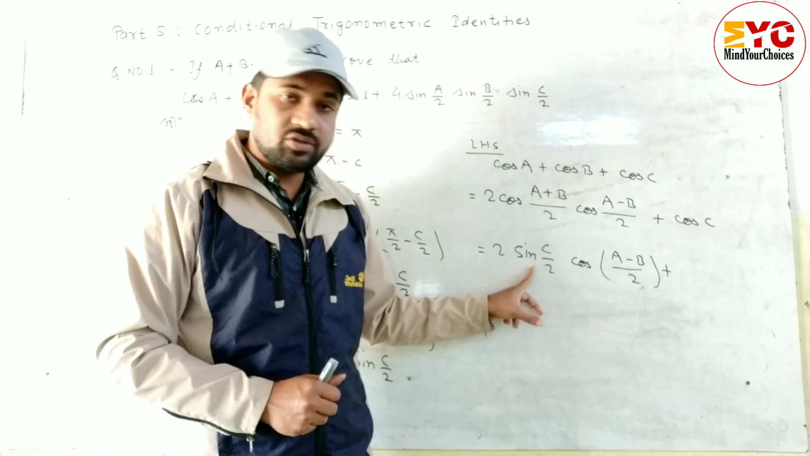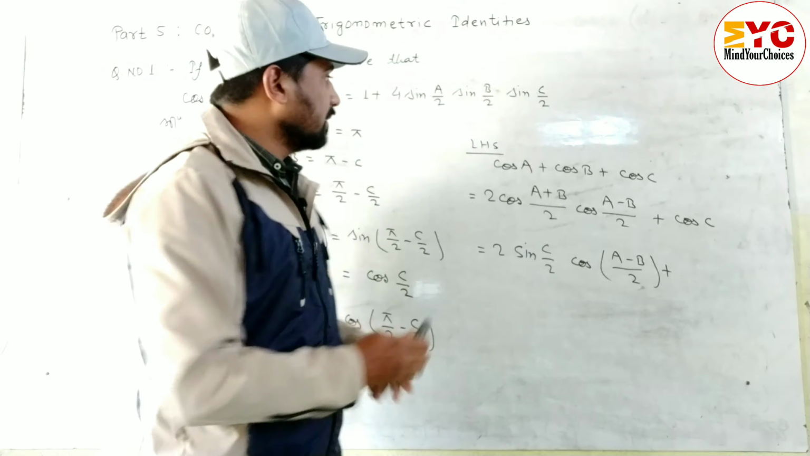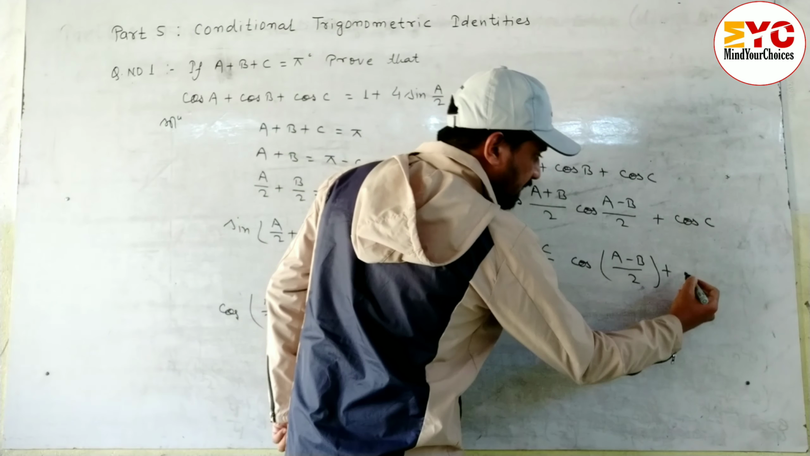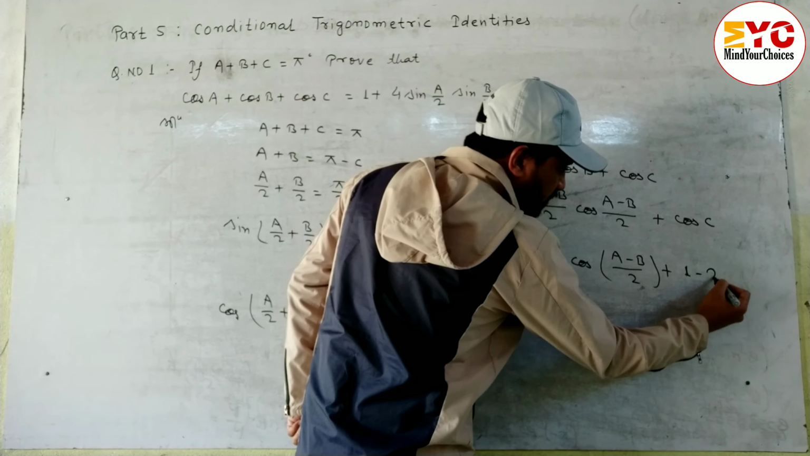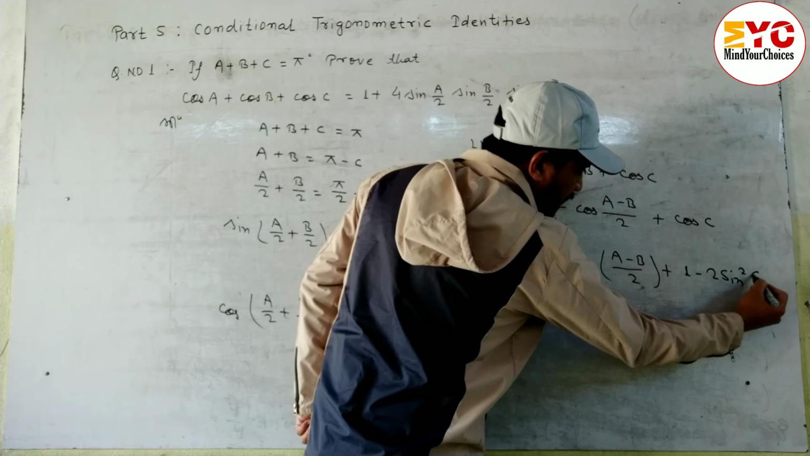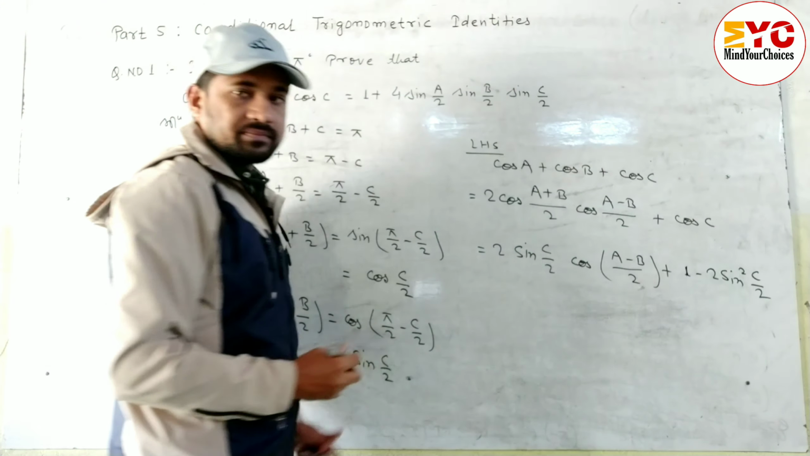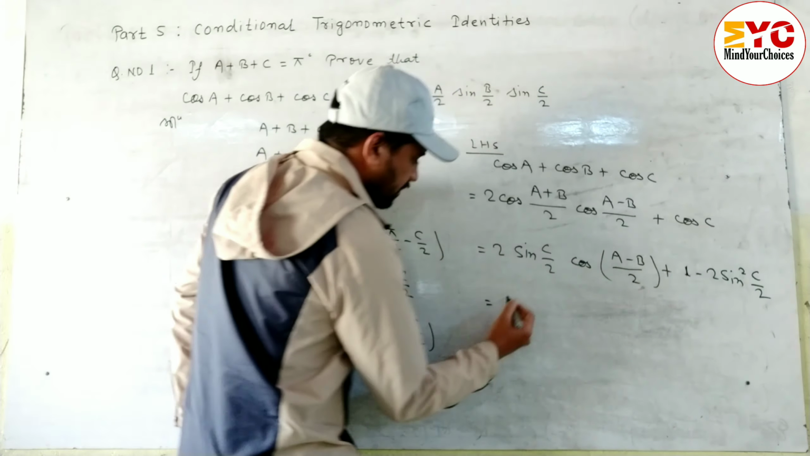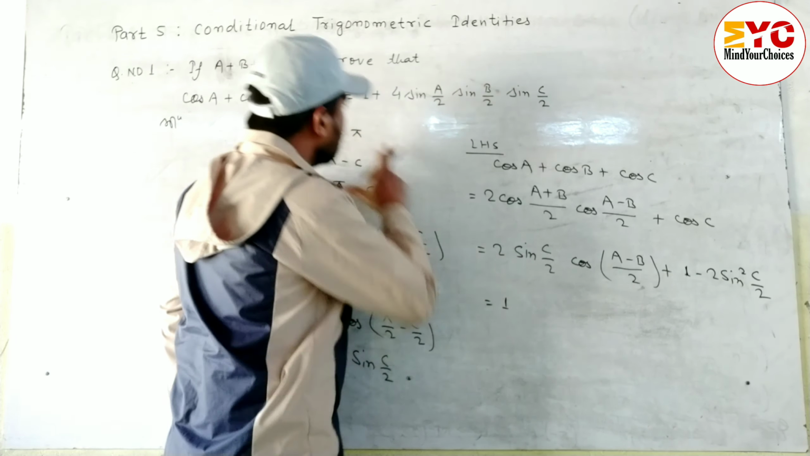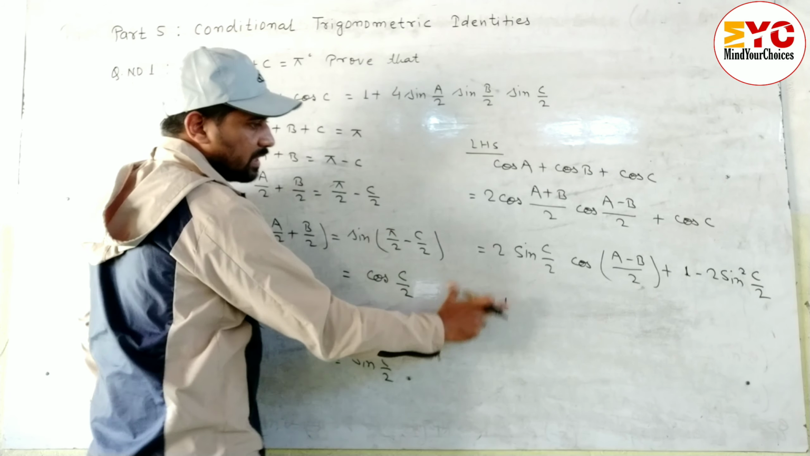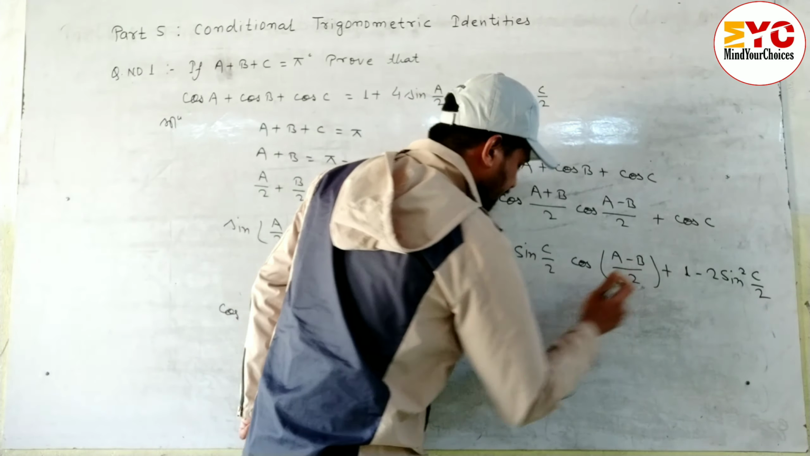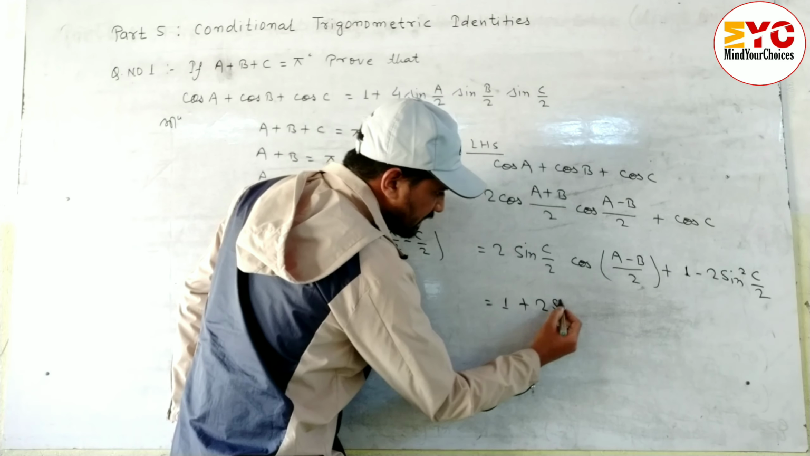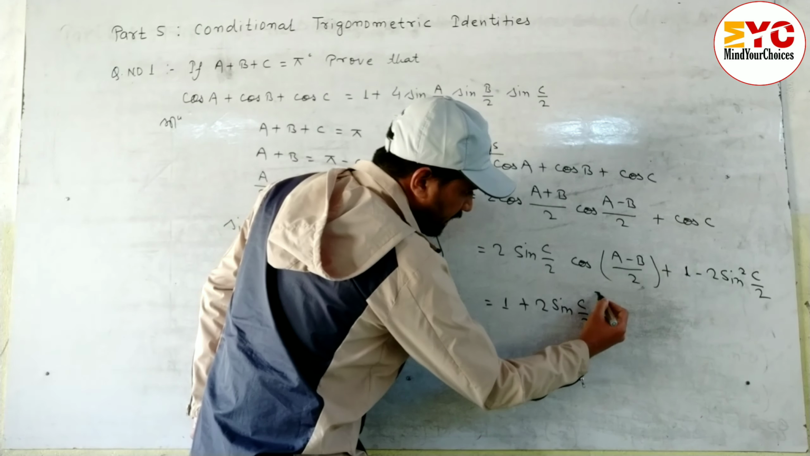cos c, sin c by 2, so we have to use the formula of sine. So what is the formula of cos c? 1 minus 2 sine square c by 2. Okay, up to here. Now 1 right in front. Now look at here, we need 1, we got here 1. Now this and this we have to take common, so common is 2 sine c by 2, and what is remaining here?